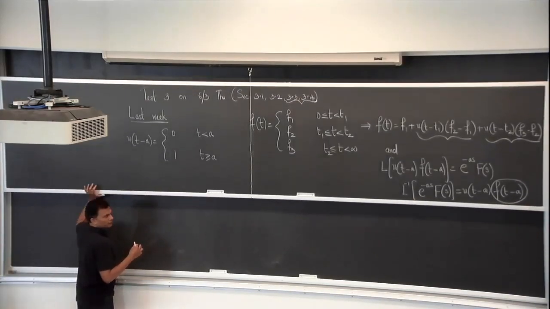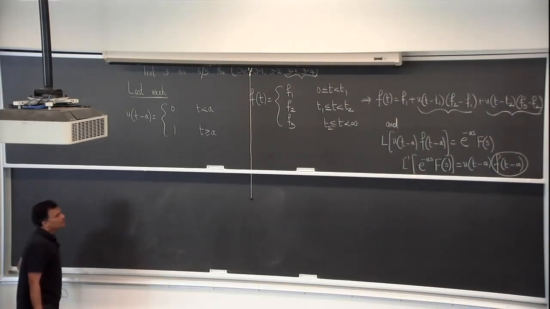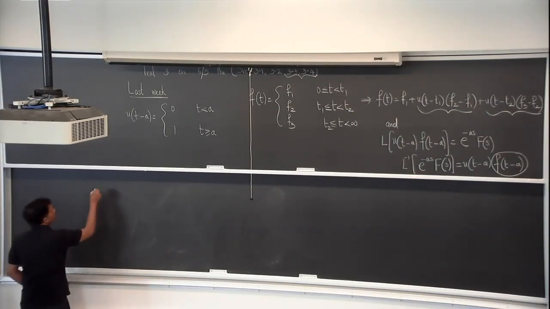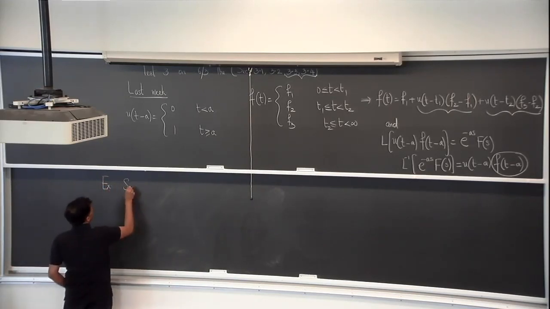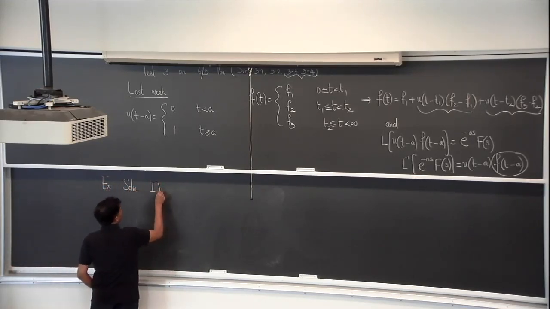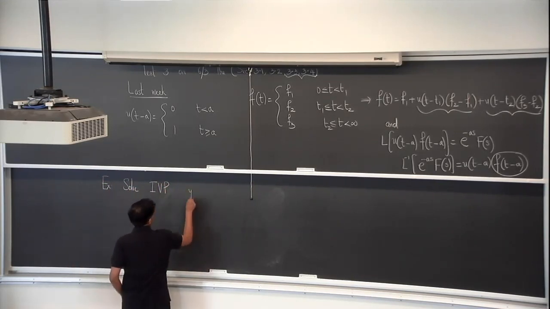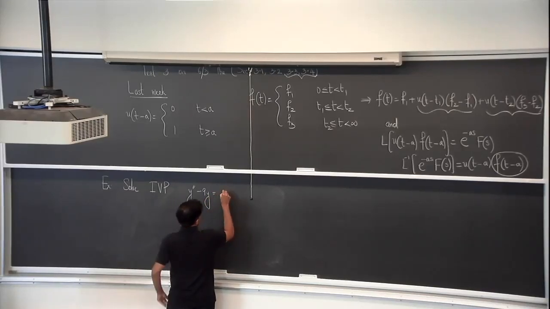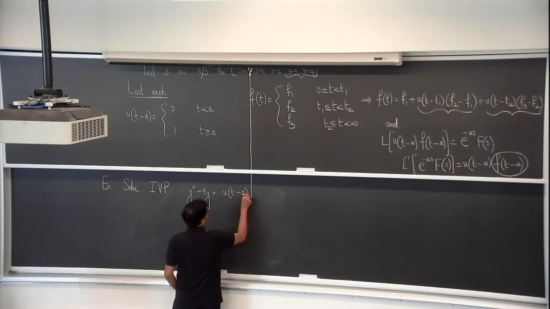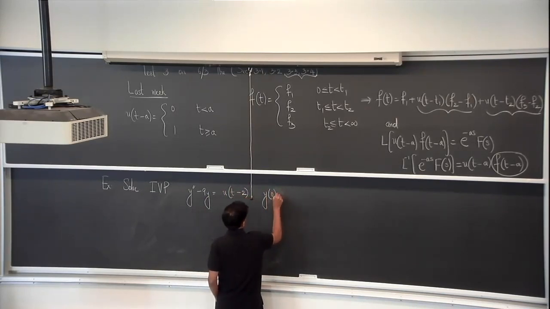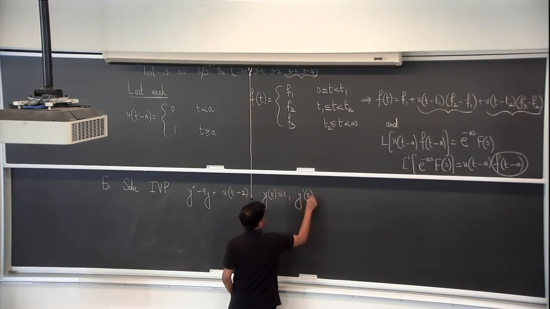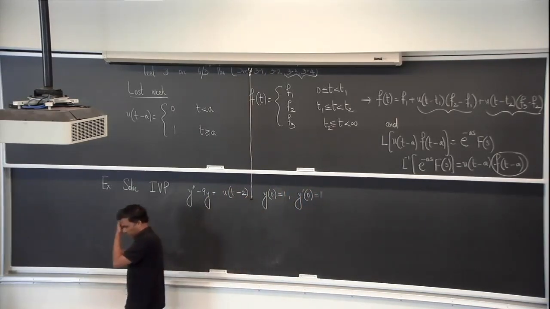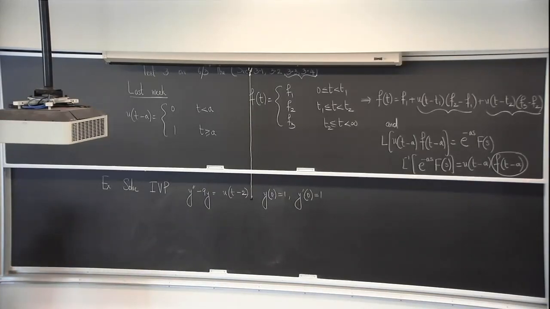Okay, so let's do an example just to get started, and then we could talk about more new things. Example: solve the initial value problem y double prime minus 9y, there's no y prime here, equal to u of t minus 2 with y of 0 equal to 1 and y prime of 0 equal to 1. So it's a problem with both initial conditions being non-zero. The only difference is that now the problem gets a little bit lengthier because of those two.